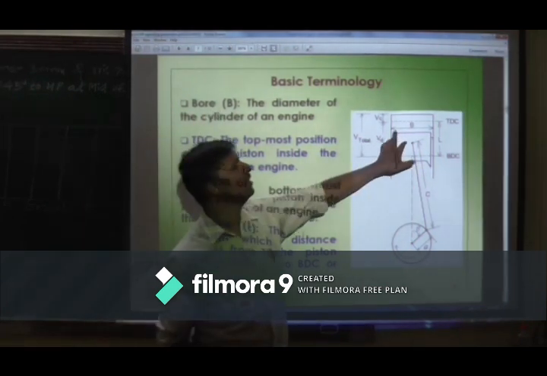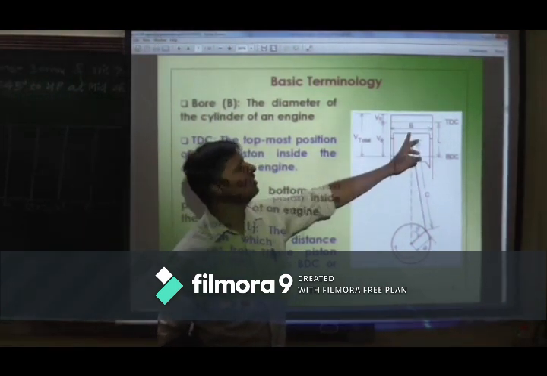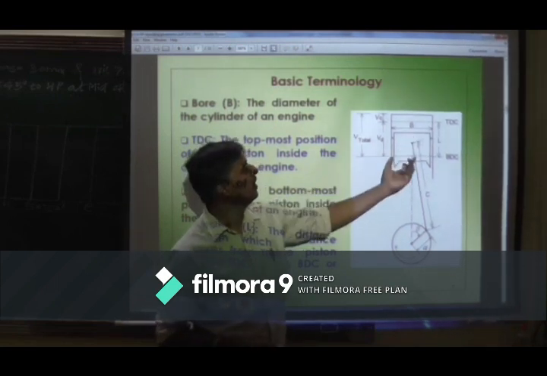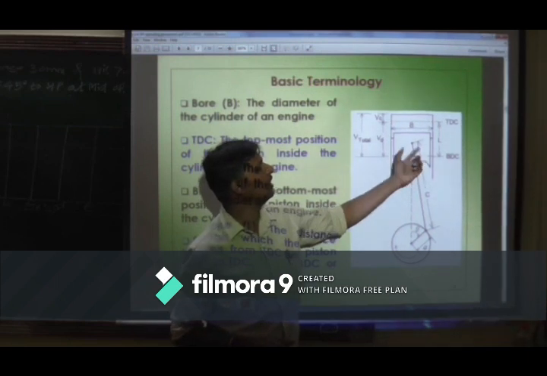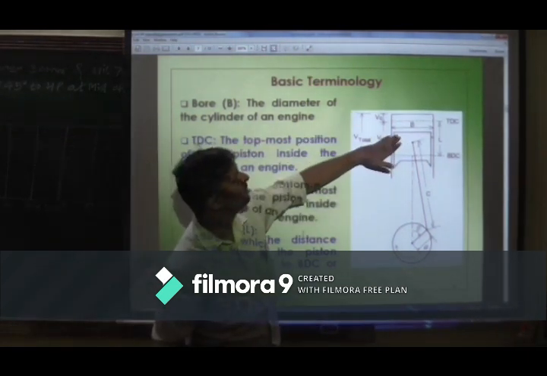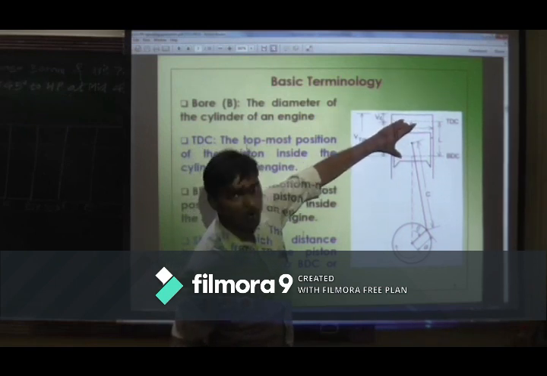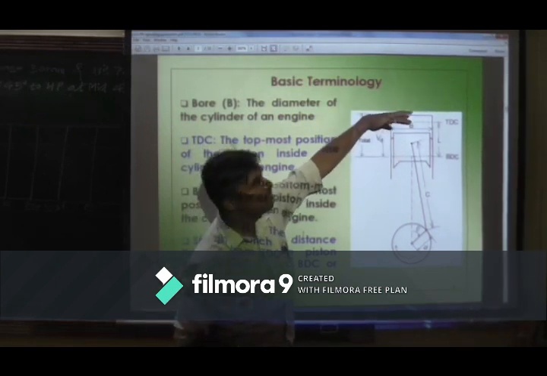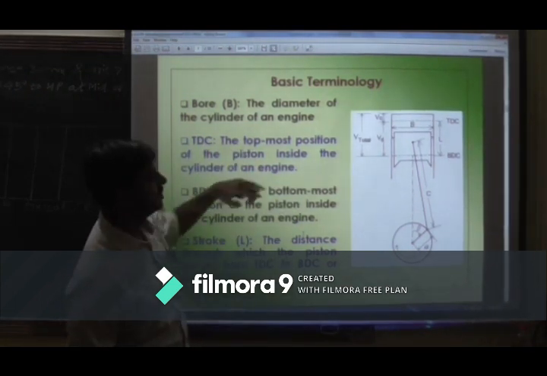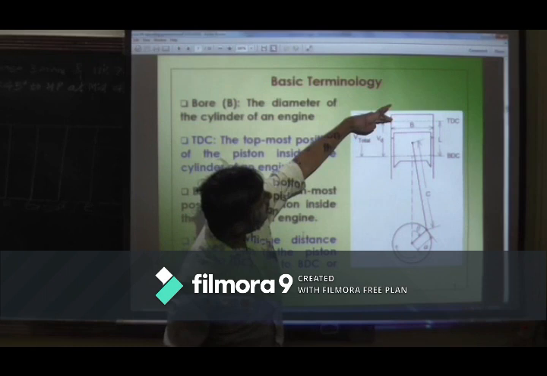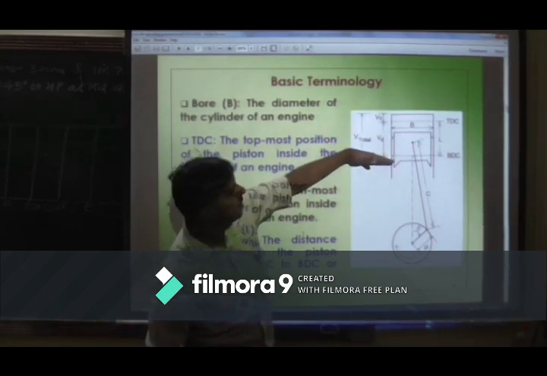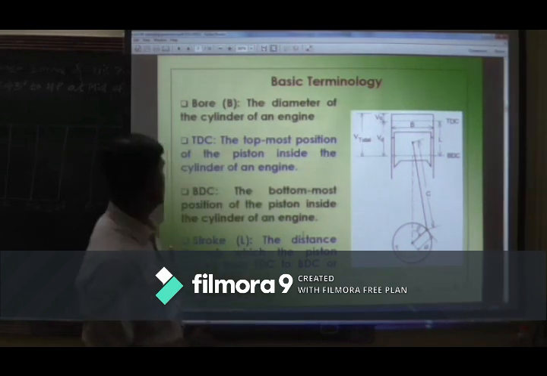It is cylinder diameter. Here you can see cylinder diameter. It is denoted by B here, but we have to use capital D for bore diameter. It is not piston diameter. It is cylinder diameter. TDC, top dead center. When this piston will move upward and it will achieve its maximum position, that is nothing but TDC position. Then BDC position. Now see, piston will move from this TDC position to bottom dead center. That is nothing but its bottommost position, that is BDC.